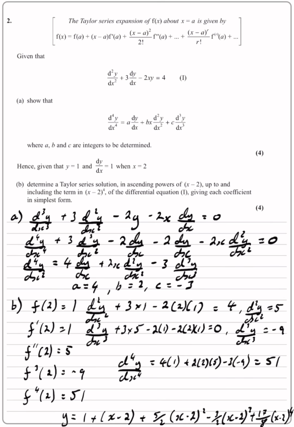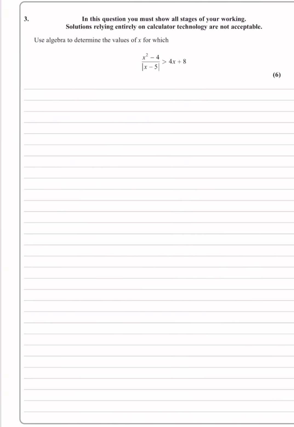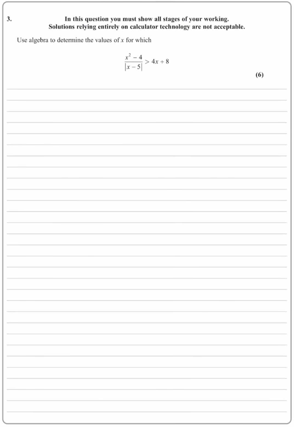All right, that's question 2 done. Question number 3, we've got an inequality to solve. Just looking at it, I think I can split this up into 2 sections. X can't be equal to 5 because we'll be dividing by 0, so I'm going to split it up into x being greater than 5 and x being less than 5. When x is greater than 5, it allows me to multiply both sides by x minus 5 without having to consider sign changes, because it's going to be positive.